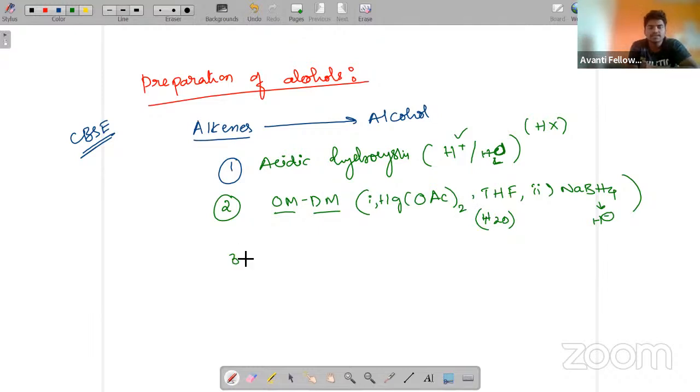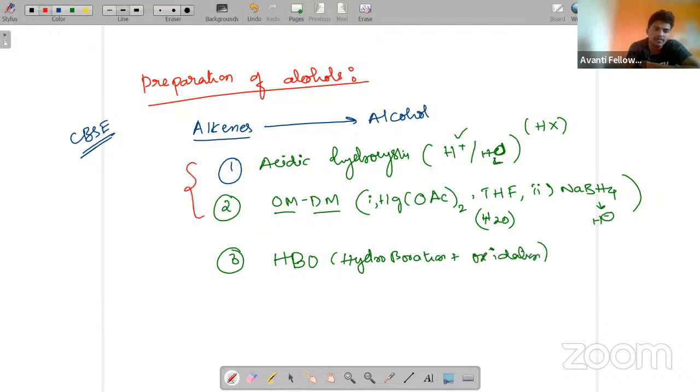Next, the third one, which is very important from our examination point of view, is HBO. HBO means what? Hydroboration oxidation. Hydroboration and oxidation, okay? So this is what we are going to see. And remember, the first two follow Markovnikov rule, and this one will follow anti-Markovnikov rule.